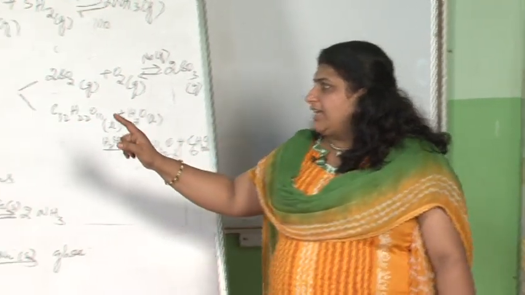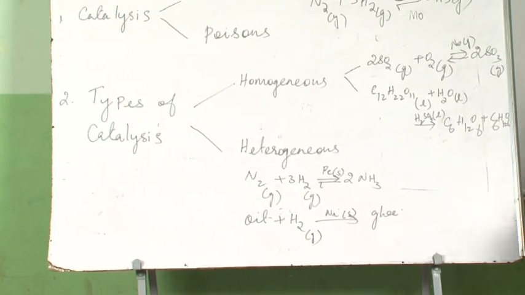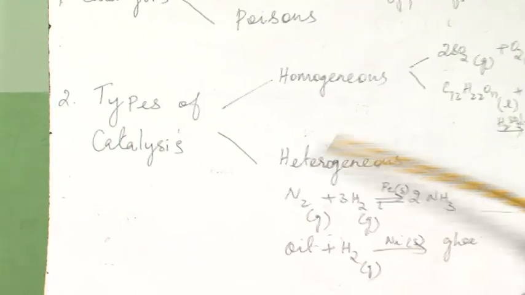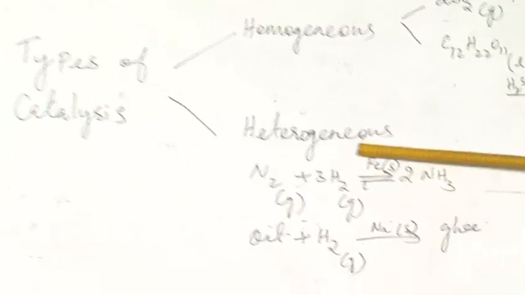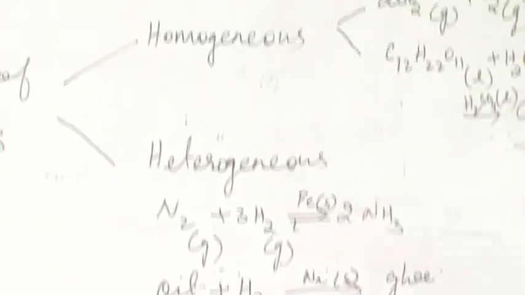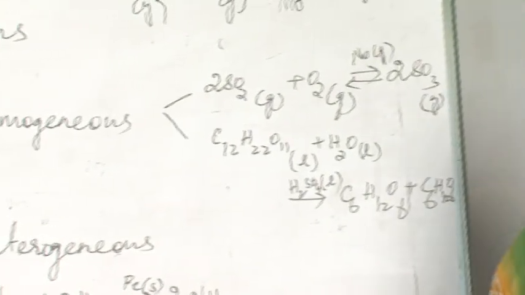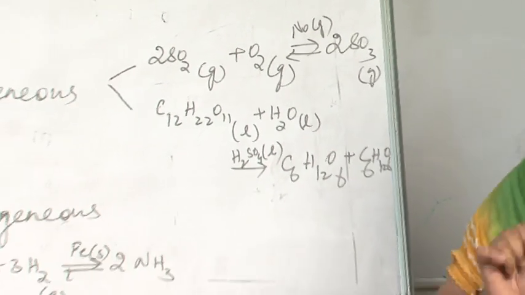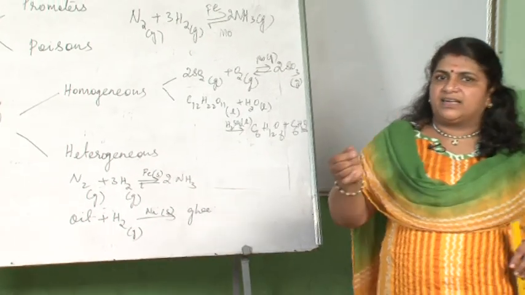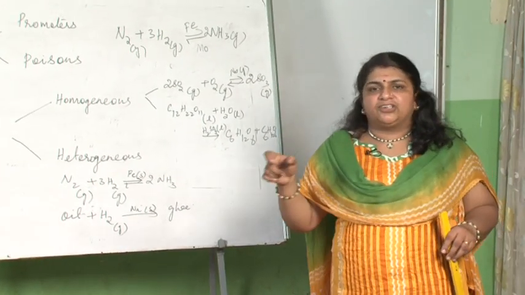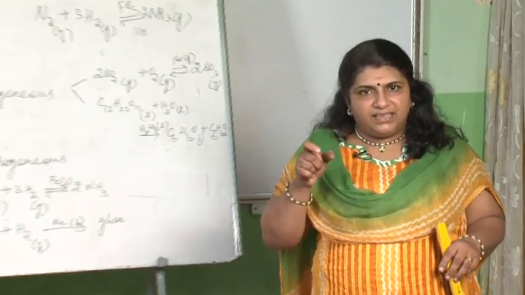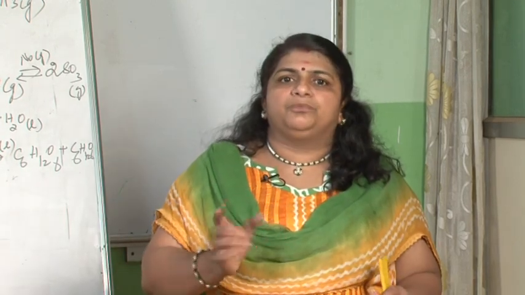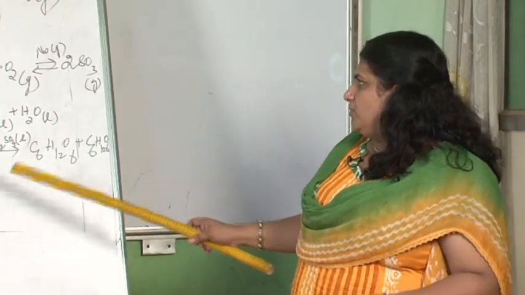Next we come to the types of catalysis. There are two types of catalysis: homogeneous catalysis and heterogeneous catalysis. Homogeneous catalysis, as the term itself indicates, is where the catalyst and the reactants are in the same phase. Phase in the sense, if the catalyst is a solid, the reactant also should be a solid. If the catalyst is a liquid, reactants also should be liquids. If it is gas, both should be gases. In that case, you can see homogeneous catalysis.